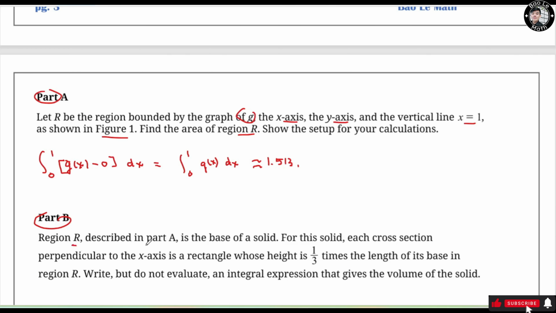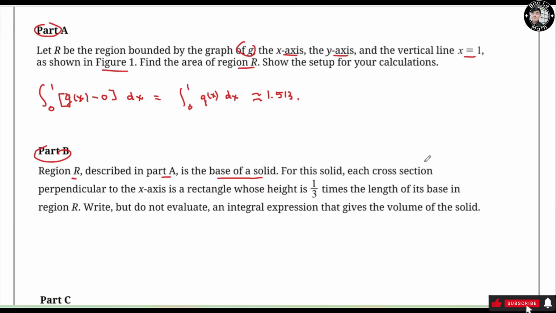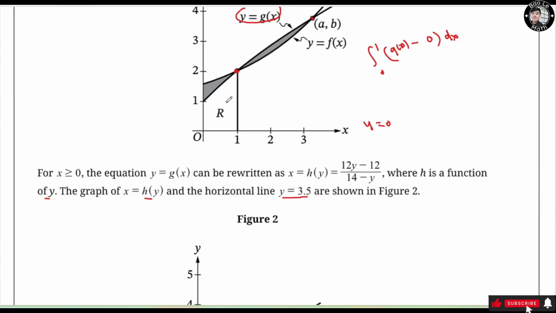Now question B. The region R described in part A is the base of a solid. For this solid, its cross section perpendicular to the x-axis is a rectangle whose height is 1 over 3 times the length of its base in the region R. Write but do not evaluate an integral expression that gives the volume of the solid. Alright, so basically we need to calculate the volume of the solid using the cross section, right? So the region R is right here. Then the cross section is the rectangle, right?